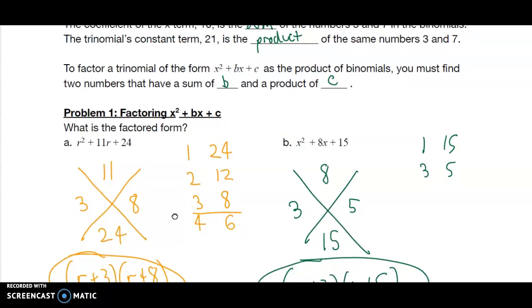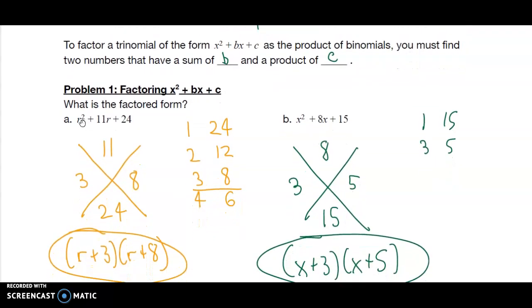So if I want to factor it, that's all I have to do. If I start off with r squared plus 11r plus 24, my factored form would use a 3 and an 8, and I can just write that as r plus 3, r plus 8. If I use foiling, box method, or distribution and multiply these back together, I would get right back to this trinomial.